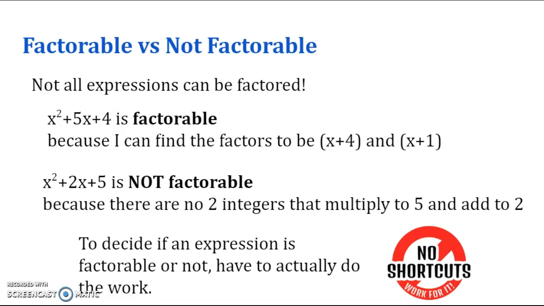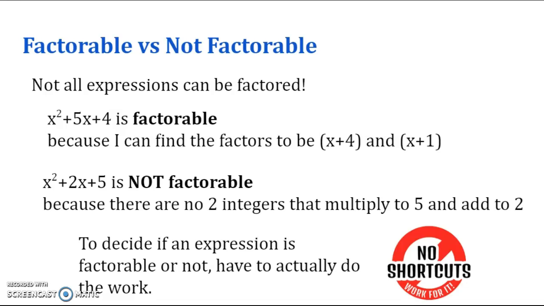For example, x squared plus 5x plus 4 is factorable because I can find factors to be x plus 4 and x plus 1. What I am saying is x squared plus 5x plus 4 is x plus 4 multiplied by x plus 1. And if I use FOIL, I am going to get this.